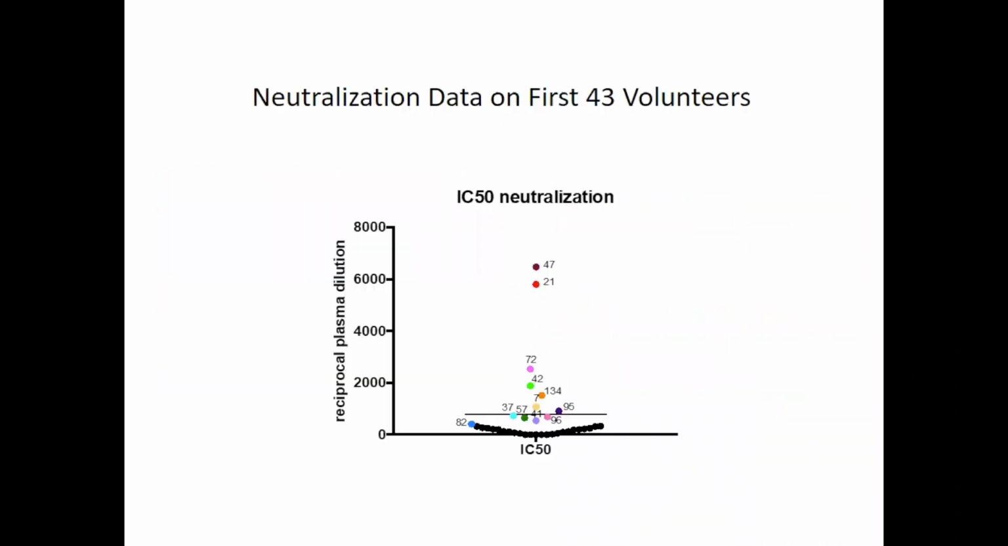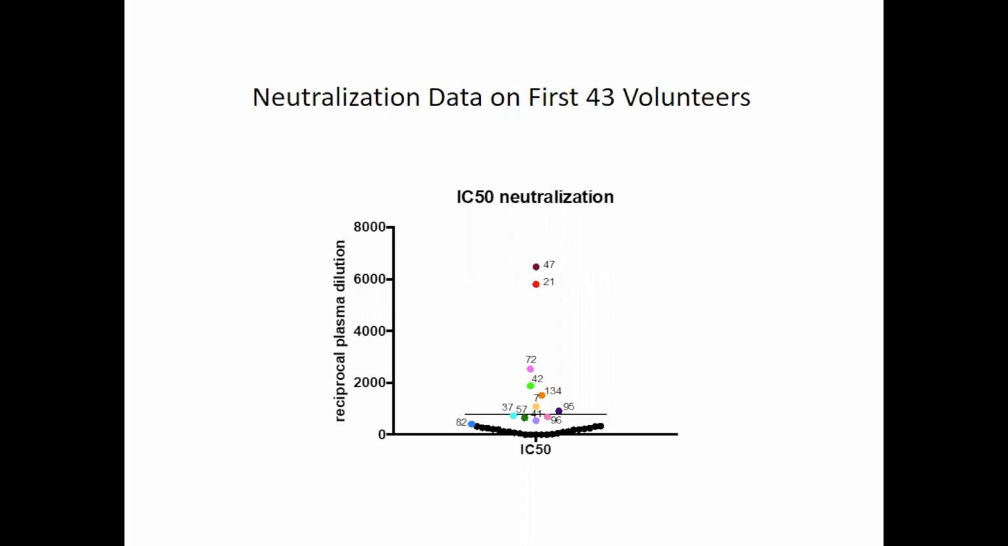Next slide, please. This slide shows the neutralization assay for the first 43 volunteers. And the higher you go, the better you are. You can see that out of these 43, there were really only 11 people that had a sufficient level of neutralization that they could neutralize 50% of the virus in the assay. So not a lot of people are showing high levels of neutralization. In fact, only 2 of them, or 5%, stand out as exceptional neutralizers. One of them is this person, 21, and the other one, 47.